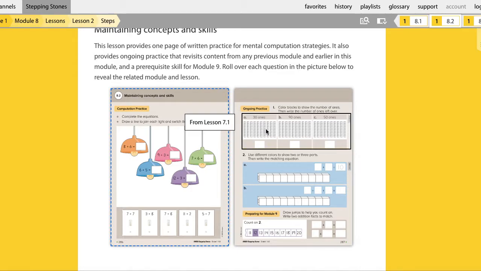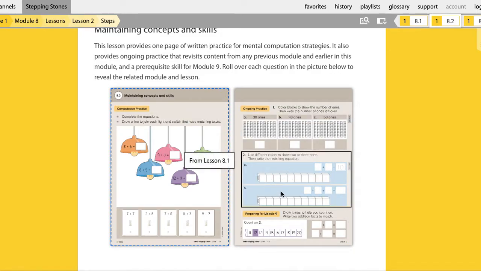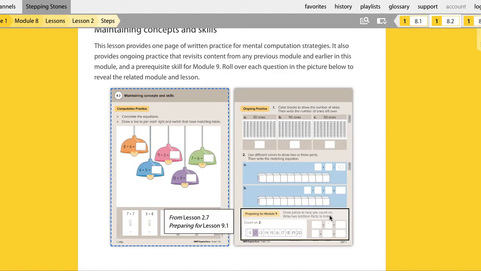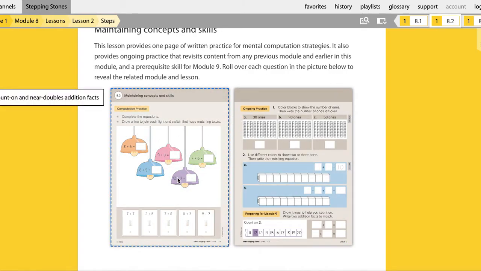10, 20, 30, 40, 50, 60, 70. So I would write 70 on this line. We've done these before back in class, so you should know. This is a review of what we did yesterday. Use different colors to show 2 or 3 parts, then write the matching equations. So pick 2 colors for this one, make 10. Pick 3 colors for this one, make 10. And then down here, draw jumps to help you count on. Write 2 addition facts to match. So you're going to start with 12 and add 2. So 12, 13, 14. So this is a review page. So you're going to do these 2 pages and then the 2 pages that we were just talking about. And that's your assignment for today.